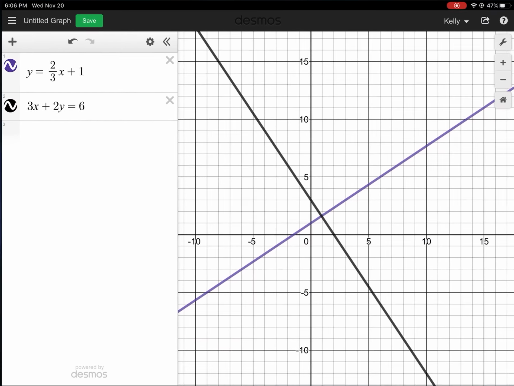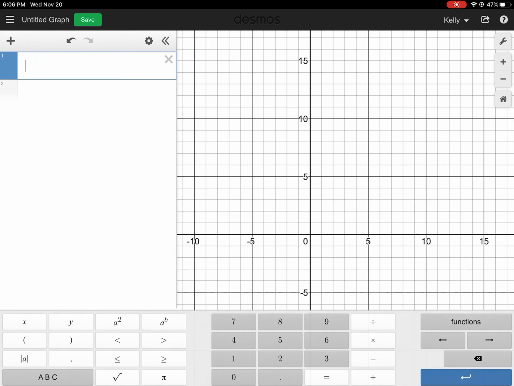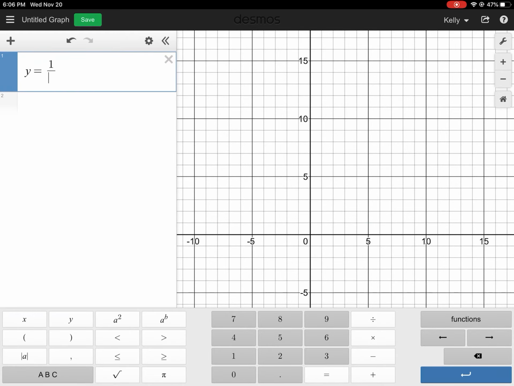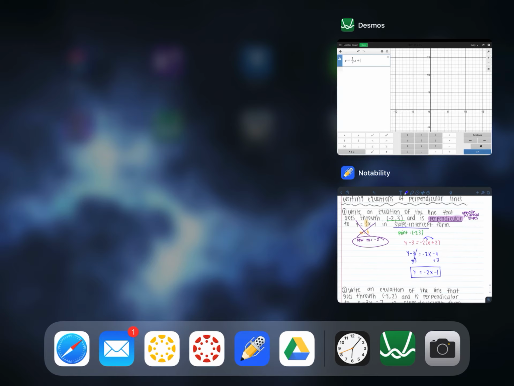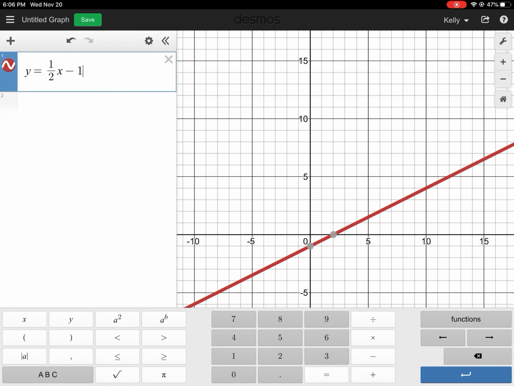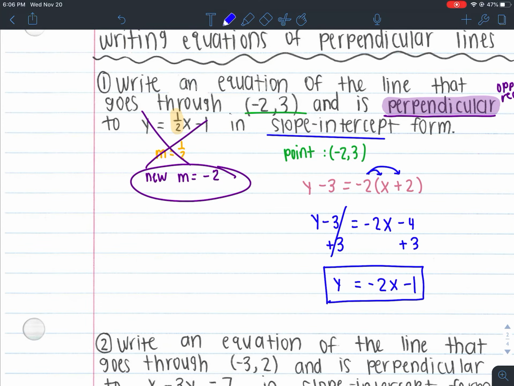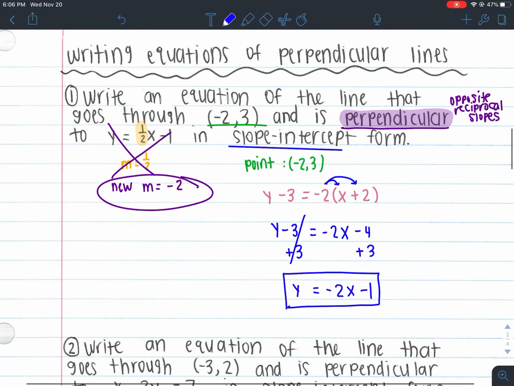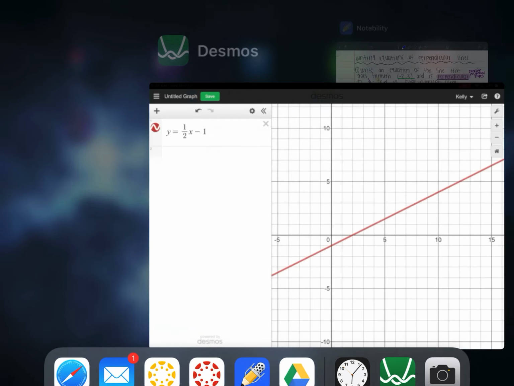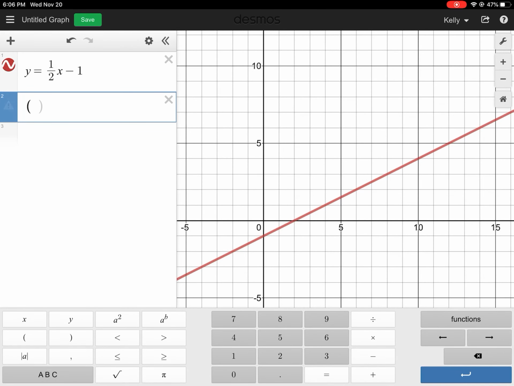So I'm going to go ahead and graph this. They gave us an equation. Y equals 1/2 x minus 1. This is the equation they gave me. Then I have to make sure that the new equation goes through the point -2, 3. So let's go ahead and plot that. -2, 3. Whoops.